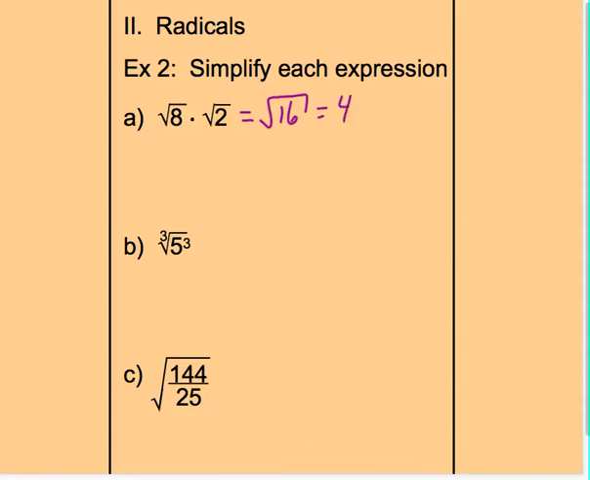On this next one, we have the cube root of 5 cubed. Recognize that the cube root and the cube are inverses, so they cancel each other out, leaving us with 5.